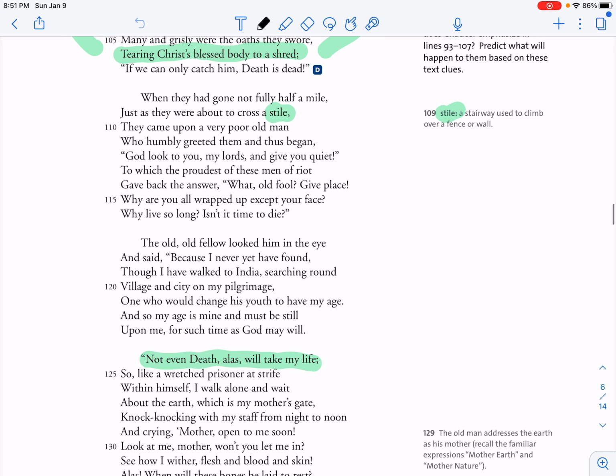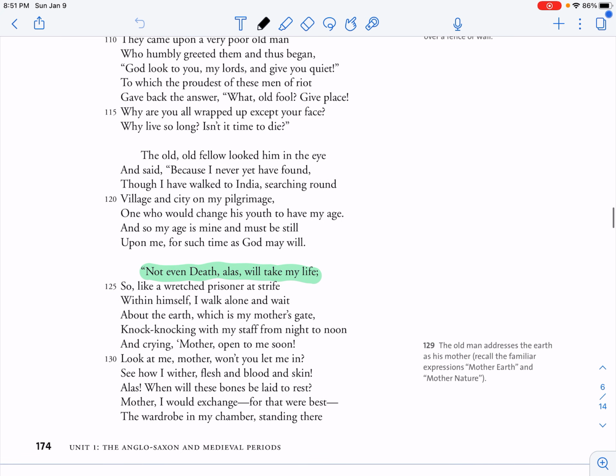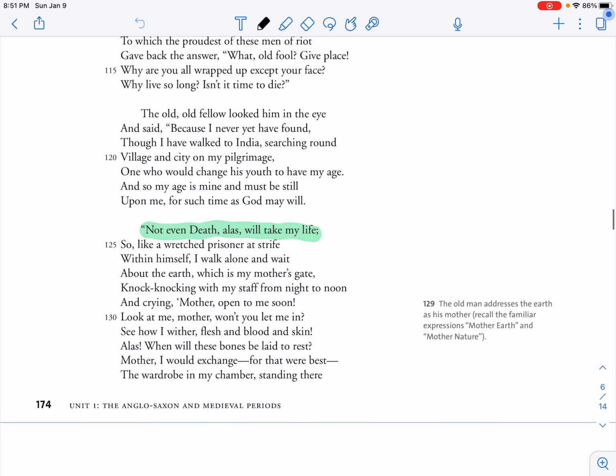When they had gone not fully half a mile, just as they were about to cross a stile, which is a stairway to get over a fence, they came upon a very poor old man, who humbly greeted them, and thus began, "God look to you, my lords, and give you quiet." To which the proudest of these men of riot gave back the answer, "What, old fool? Give place. Why are you all wrapped up except your face? Why live so long? Isn't it time to die?"